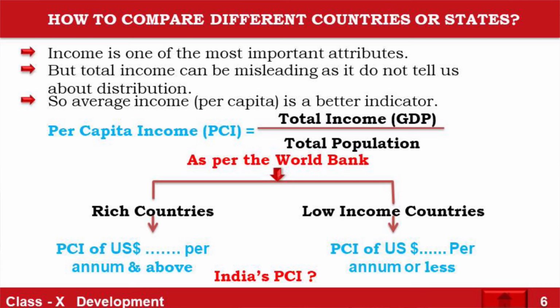So that is called average income as well as per capita income, where the total income of the country is divided by the population. Please write PCI is equal to total income of the country divided by the population of the country. This will give you the average income of every individual living in the country, how much he or she earns. Next, the World Bank has devised three categories: rich countries, poor countries and middle countries.